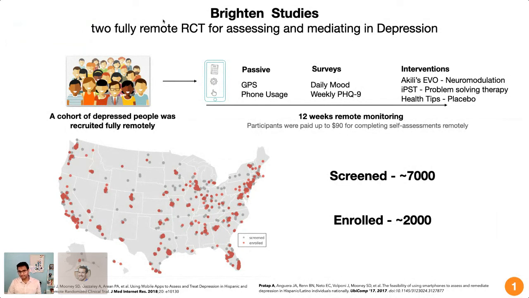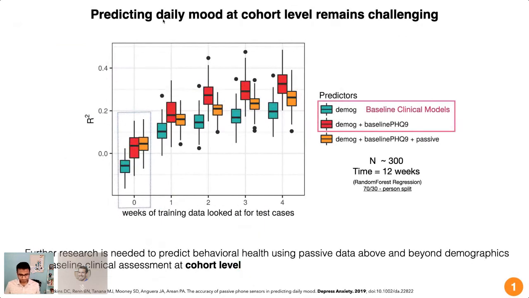The goal was to look at the feasibility of assessing and mediating, so mediating as an intervention in depression. There were passive data collected, survey data collected, and 3 different interventions, one being an Evo video game that has now been FDA approved for modulating cognitive control abilities. That's a common neurological deficit in depression. The other 2 were internet-based problem-solving therapy, and a placebo arm for health tips. We screened about 7,000 people and enrolled 2,000, but here's the take-home.